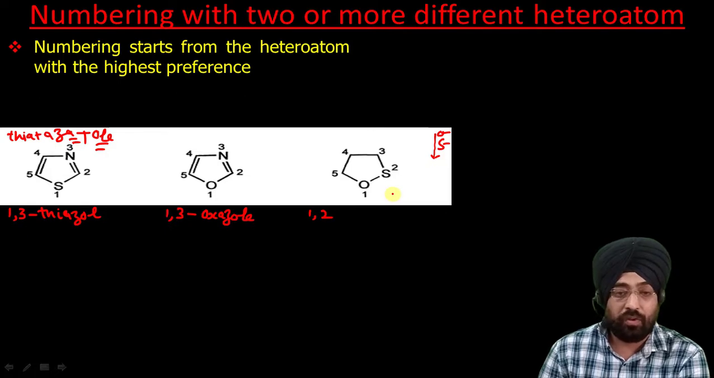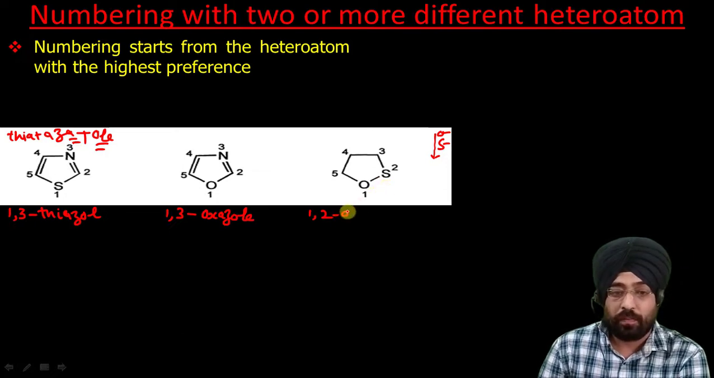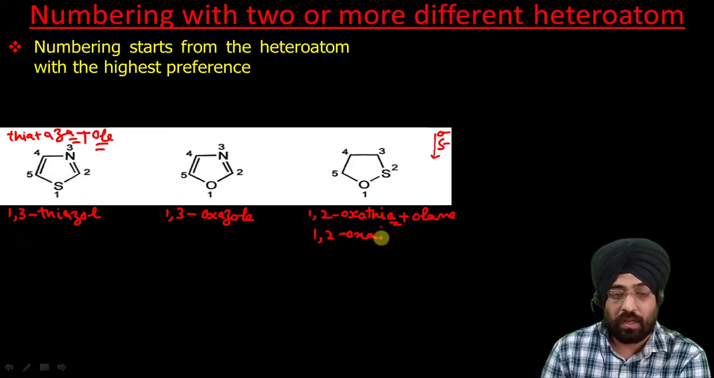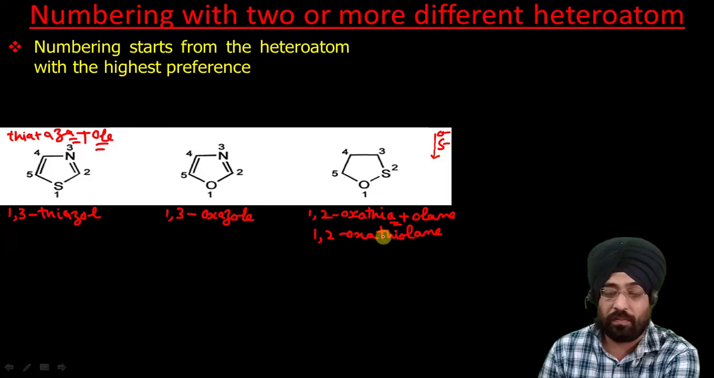The numbering, now you know, we have to start numbering from oxygen as 1 and go in the direction which gives the lowest possible locant to sulfur. So 1, 2, 3, 4, 5. So 1, 2, oxa, thia, plus it is a 5 membered saturated ring, olane. Now we have to drop this A, so it is 1,2-oxathiolane, that is its name, 1,2-oxathiolane. So that's how you name these compounds.